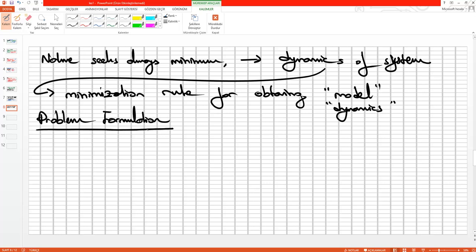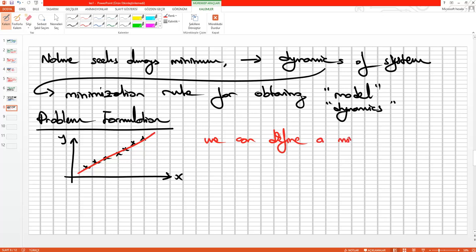Suppose we have a graph like this one, x and y, and we have data here. How can we find the generic representation of this formulation with the smallest error? Like the nature, we can define a minimization problem.